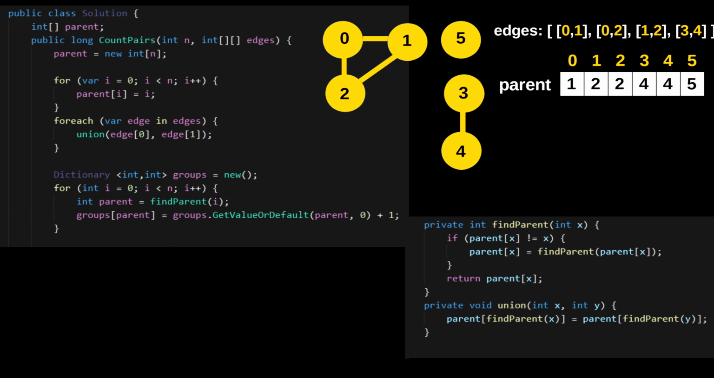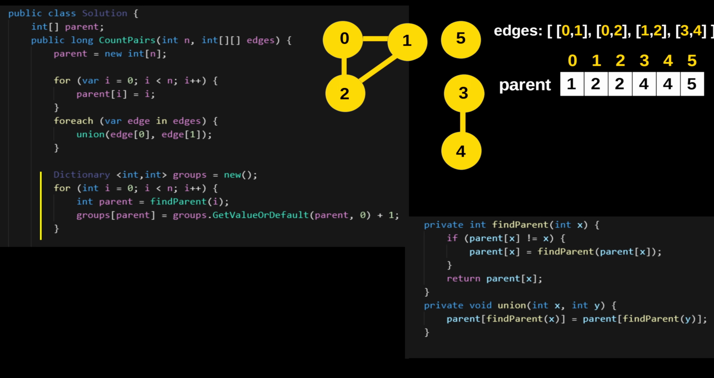Next, using the parent array, I will find all the separate components. For each component, I will find the parent of that component and how many vertices are in each component. And this information I will store in a hash map, and in C#, a hash map is a dictionary. So I make the dictionary groups, and then I iterate the parent array. For each vertex, I will recursively find the parent of that vertex, and then I will update the number of vertices in the group with the same parent by 1.